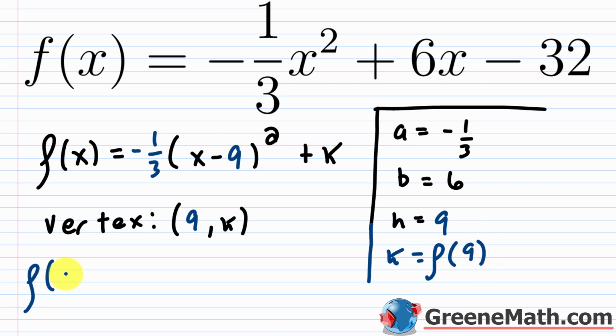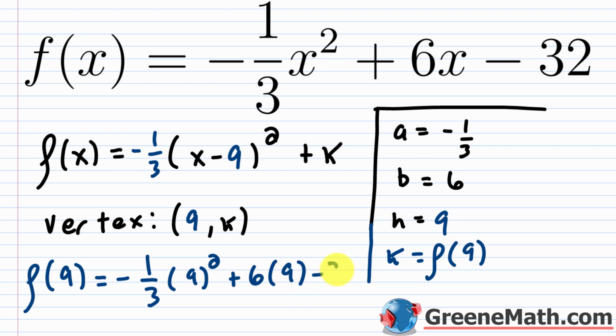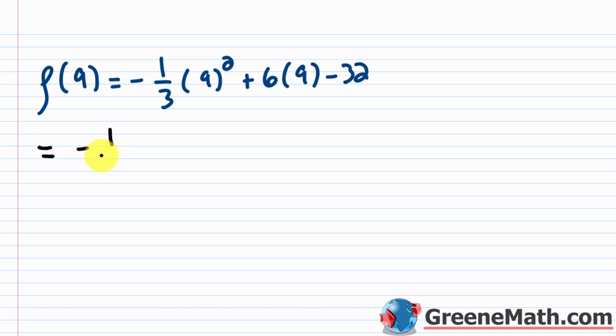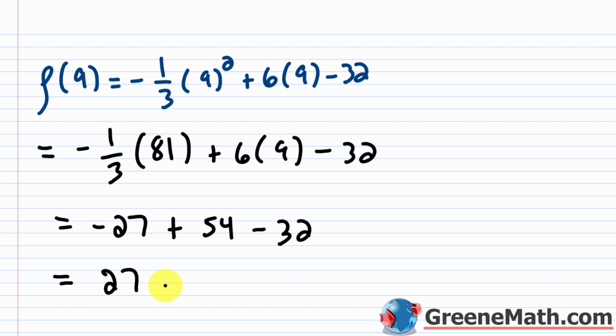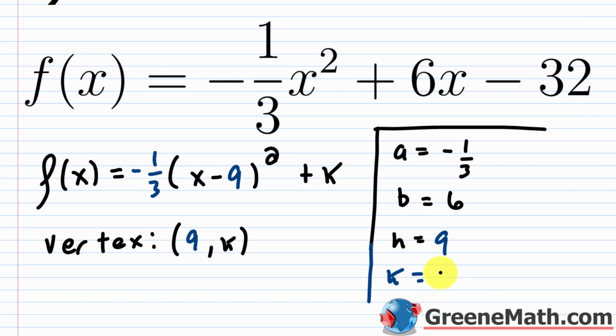So you would have f of 9 is equal to -1/3, and then times 9 squared, and then plus 6 times 9, and then minus 32. So this is equal to -1/3, and then times, you have 9 being squared. So this is 81, and then plus 6 times 9, and then minus 32. So if we have -1/3 times 81, that's going to be -27, and then plus 6 times 9 is 54, and then minus 32. So this equals -27 plus 54, that's going to be 27, and then you have minus 32. So this is equal to -5. So k is going to be -5.